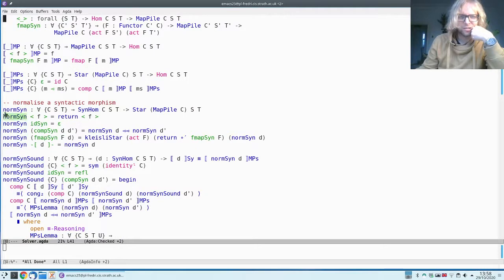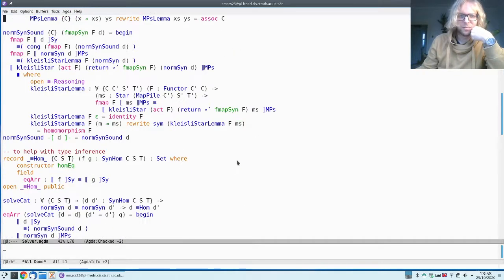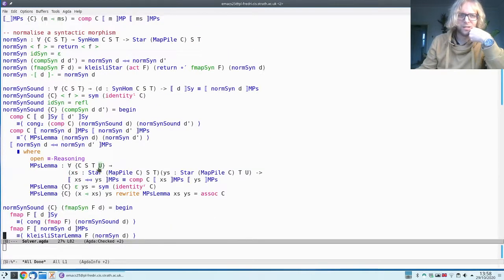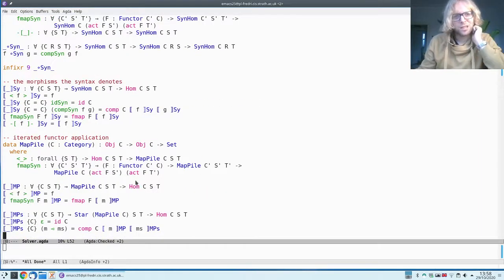So then we can normalize these and we can show that the meaning of a morphism is the same as the meaning of its normalized form, which then means that it's really easy to show that two morphisms are equal if their normal forms are equal. And the process of translating these things to normal forms is what's going to do a lot of the simplification for us. So we're pushing a lot of the work into this soundness lemma for the normalization. But let's go back up and take a look.